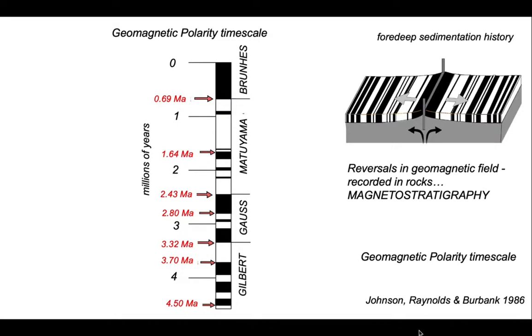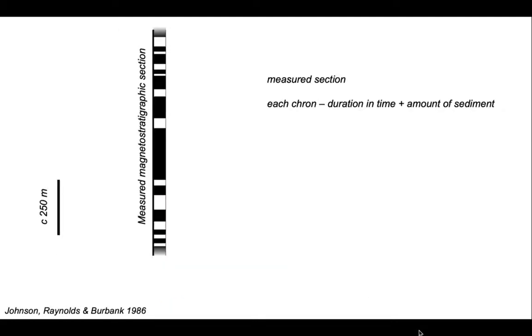So we have a barcode of normal and reverse magnetic polarity, and the times when the magnetic field reverses have been dated. So we've got an absolute timescale that we can use to calibrate the sedimentation rate in the foreland basin. So here is a measured rock sequence, and rather than show the rocks, it shows the barcode of normal and reverse crons. Each cron, each bar, represents a duration of time when the Earth's magnetic field was in that particular polarity.